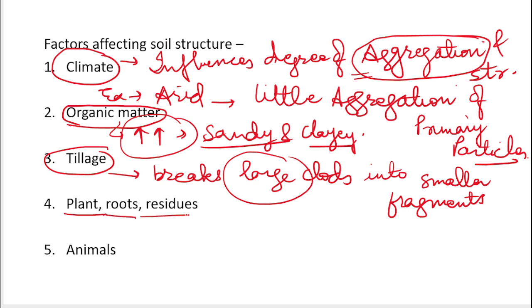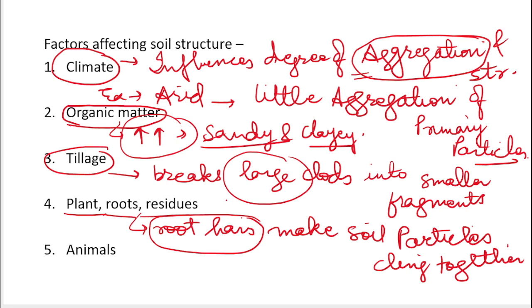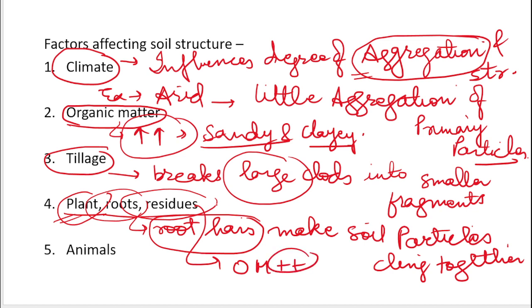Next factor could be plant roots and residues. Root hairs make soil particles cling together. जो रूट हेयर होती है, रूट्स जो होते हैं, that helps in soil binding. सो उससे इरोजन भी कम होता है और स्ट्रक्चर भी इम्प्रूव होता है. तो रूट्स ऑफ प्लांट्स और रेसिड्यूज ऑफ प्लांट ऑर्गेनिक मैटर ऐड करते हैं. Residues help in organic matter addition and it overall enhances the soil structure. सो ये कुछ फैक्टर्स हैं.